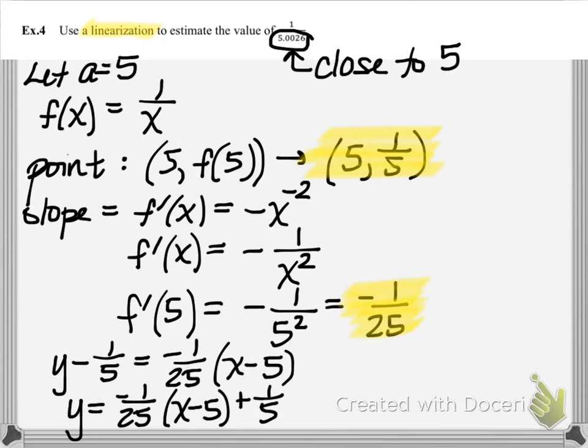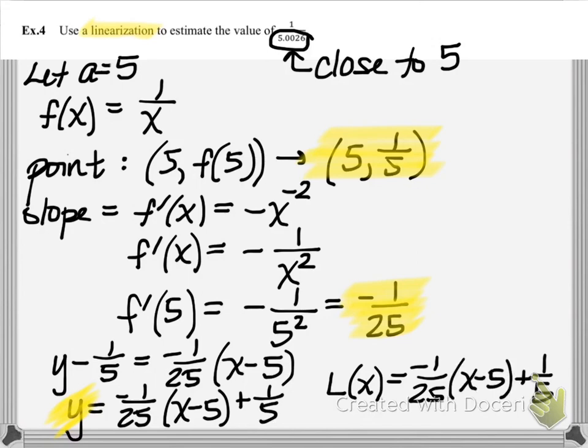And as mentioned in some of my other videos, many textbooks will go ahead and replace the y with L of x. So you'll often see this written in textbooks as L of x is equal to negative 1 over 25 times x minus 5 plus 1/5. So this isn't the answer to our question, but rather this is the tangent line equation.